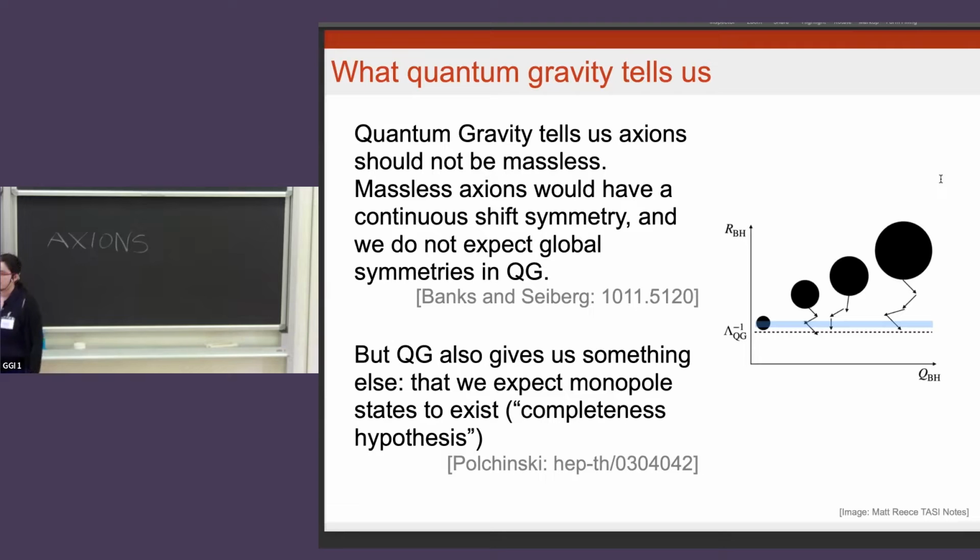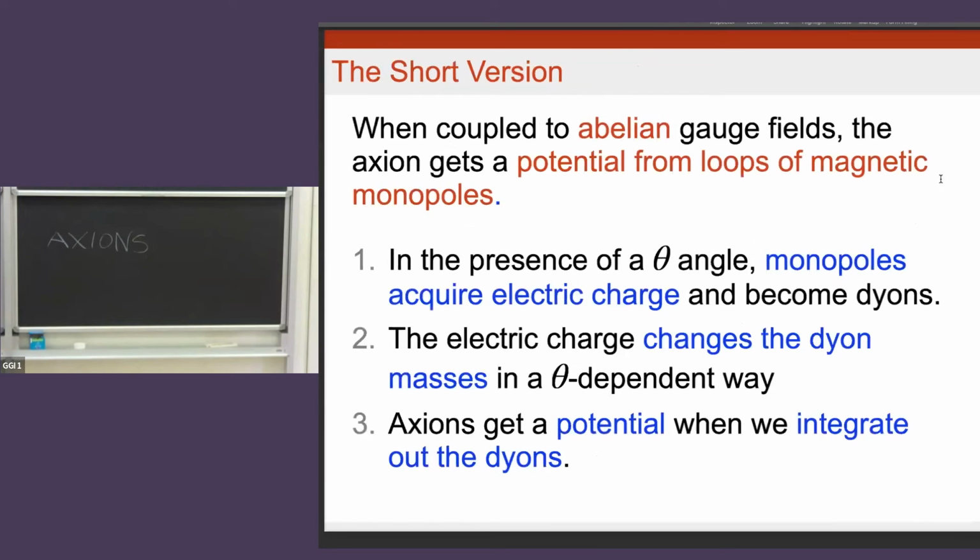So quantum gravity tells us these axions should not be massless, but it also rescues us, because it gives us something else, which is the completeness hypothesis. The completeness hypothesis says that monopole states should exist because they're necessary to break one of these global symmetries. The combination of those two things allows us to get a new contribution to the axion potential that comes from loops of magnetic monopoles. Yes.